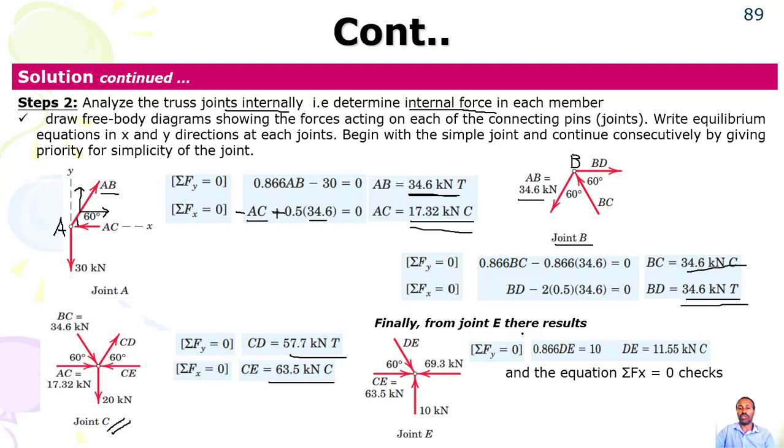Then finally, from joint E, you can see the results. This equilibrium equation should be satisfied as a check. Summation of force in X should be equal to 0. Summation of force in Y again should be equal to 0. So this is as a check. As a check, it should be equal to 0 at the end.